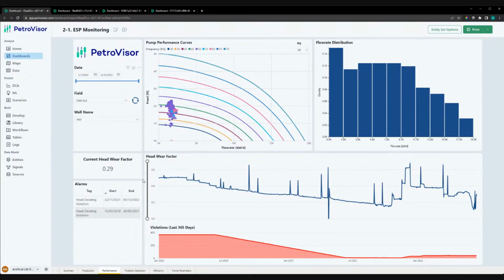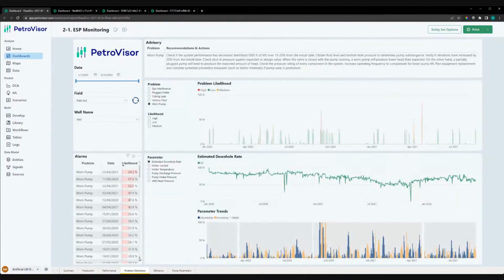So now I'm looking at this pump and I've validated that we have a variance against our expected production. I can see that there's some wear occurring here. We're flagging that in our alarms, but I also see it's underperforming against its curve. So let's take a look at the advisory system that's built within PetroVisor.